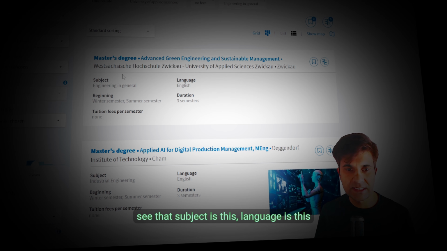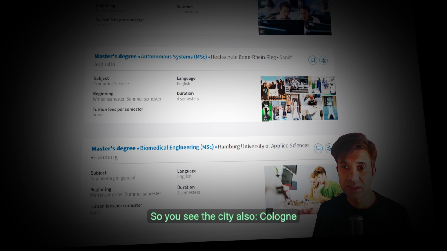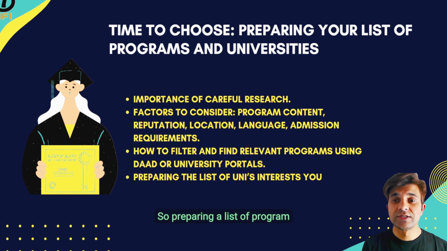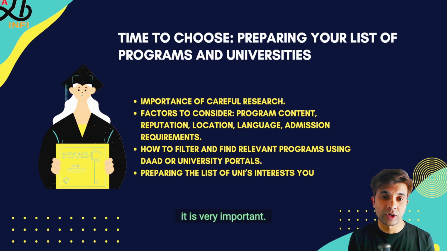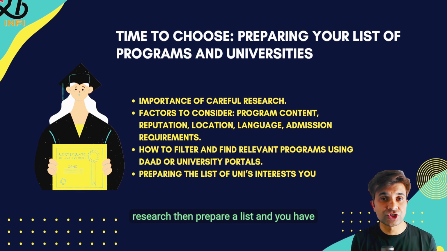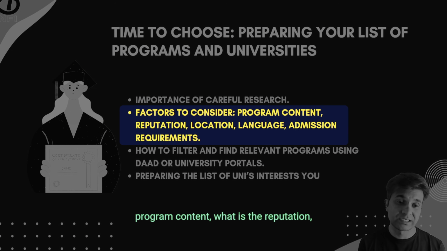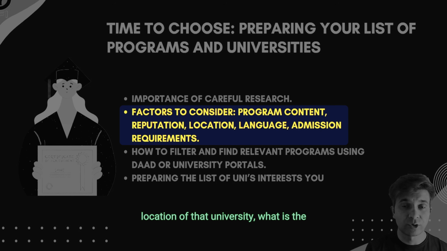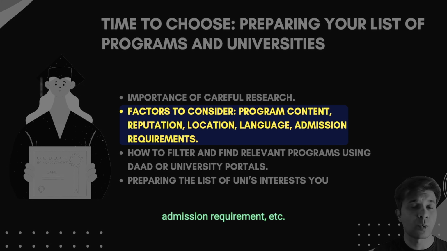If you go by list, you can see that the subjects are this, the language is this, 3 semesters. So you see that all are English, all don't have fees. So you see the city also, Köln. After this, it's time to choose the university you want to apply to. Preparing a list of programs and universities you are interested in is very important. So you have to do your research, then prepare a list, and you have to consider factors like what is the program content, what is the reputation, what is the location of that program or university, what is the language of teaching, the admission requirements, etc.